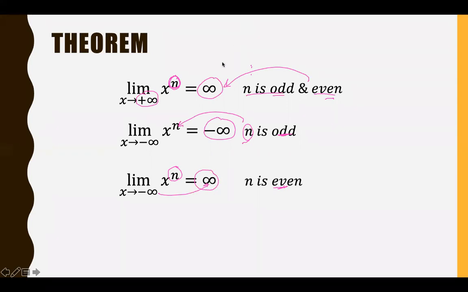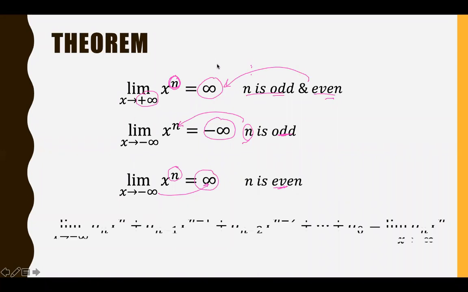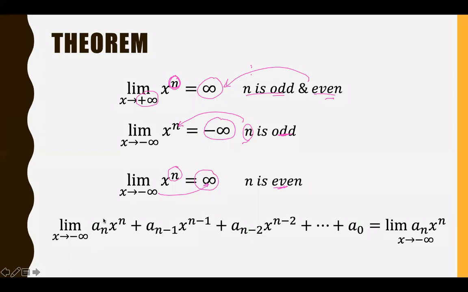And lastly, everyone, say, for example, you're provided with a polynomial function. Assuming this one, the limit of a polynomial function, if you can recall the grade 10 topic, we have this, and so on and so forth until we have a constant.